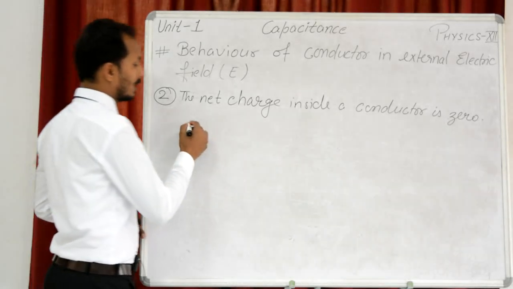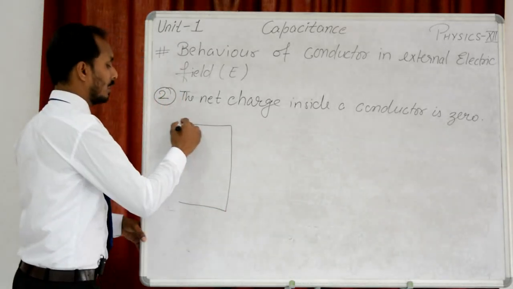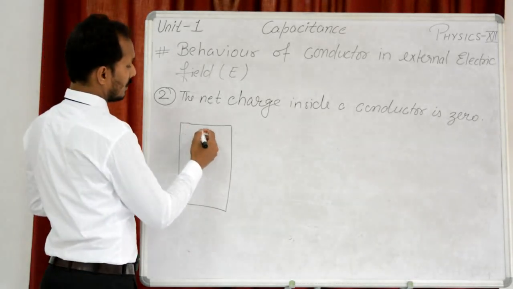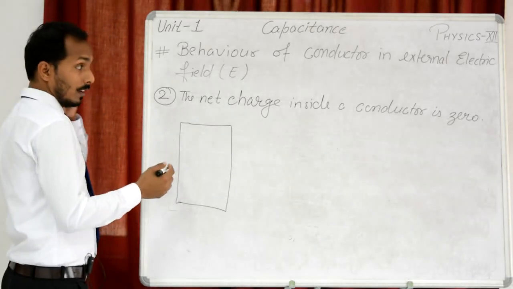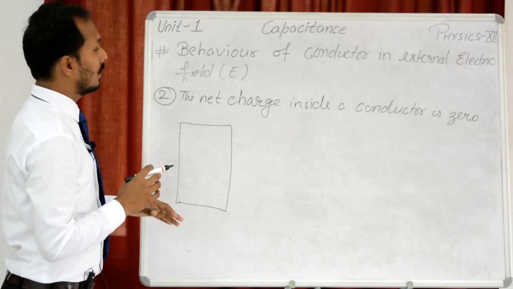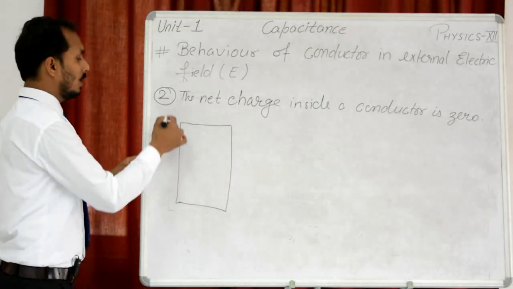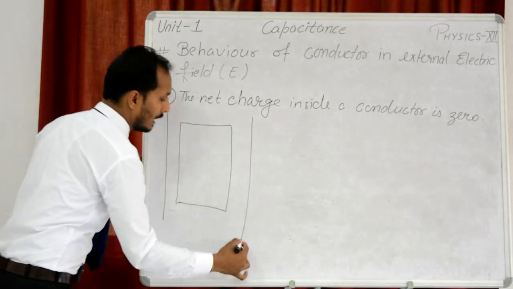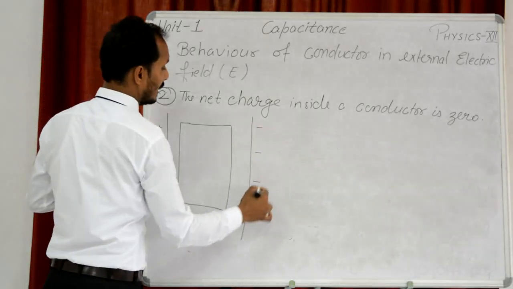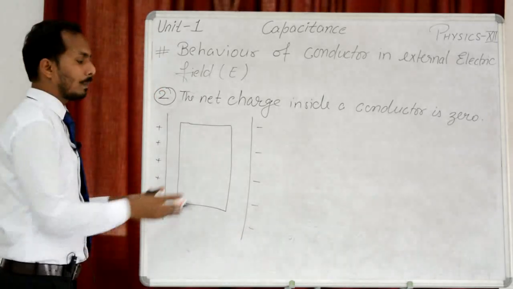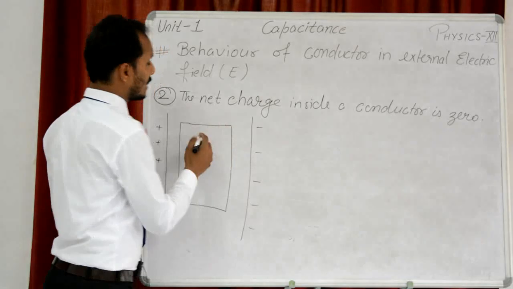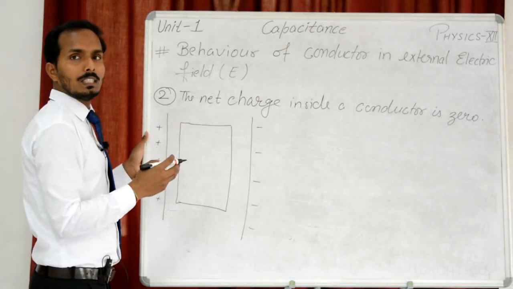Okay, suppose that I have a conductor, and I am saying that the net charge inside the conductor is 0. I place this conductor between the positive charge plate and the negative charge plate. You can say that I placed it inside a uniform electric field. Then the net charge inside the conductor is 0. How can I prove it?